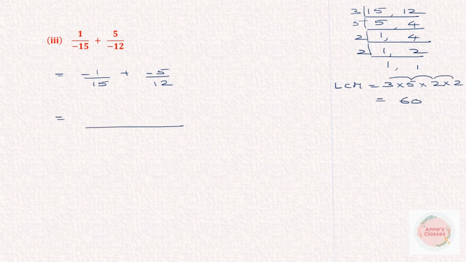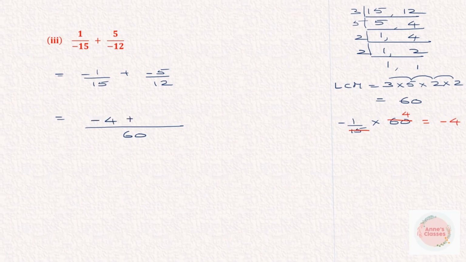So let's use that. Now take the first fraction, minus 1 by 15, multiply it by the LCM which is 60. Cancel 15 and 60. 15 fours are 60. Multiply the numerators, minus 4. So what do we have here? First one, let's write it down here as minus 4 plus.